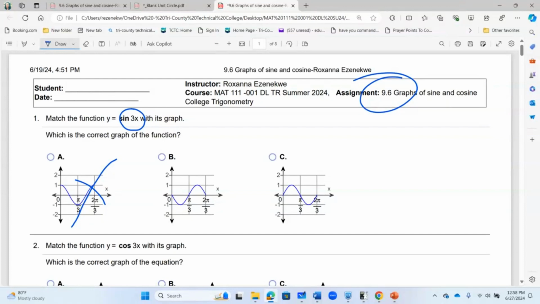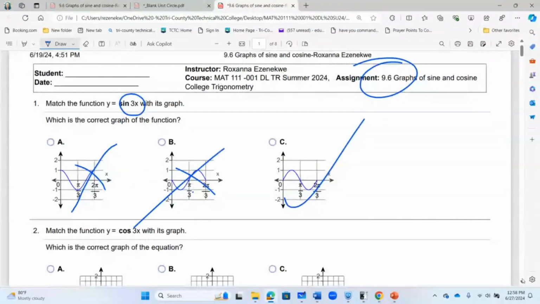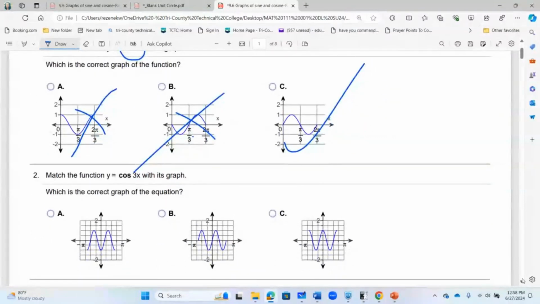It's not a reflection. So look at this one. That's no reflection, so it cannot be here. So it must be this one, because I know that a sine curve, whether it is transformed or not, is still going to start from 0 and it's not symmetric to the y-axis. Okay, the same thing goes here.